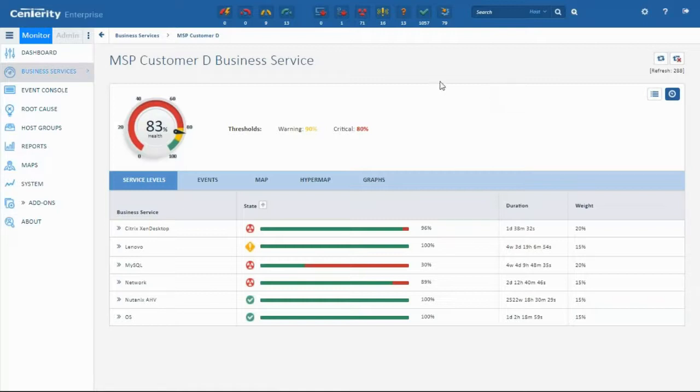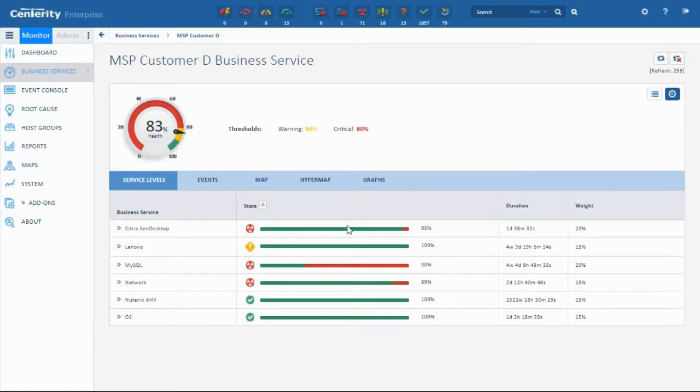Now, you can see from the start, we're at 83% health, which puts us in warning. We're not at critical yet, but we want to be able to get to the issues that are most affecting the health of this customer. So, as John was pointing out, you have an overall view of every technology layer here. In this case, this is Zen Desktop running on Nutanix Acropolis on top of Lenovo hardware.